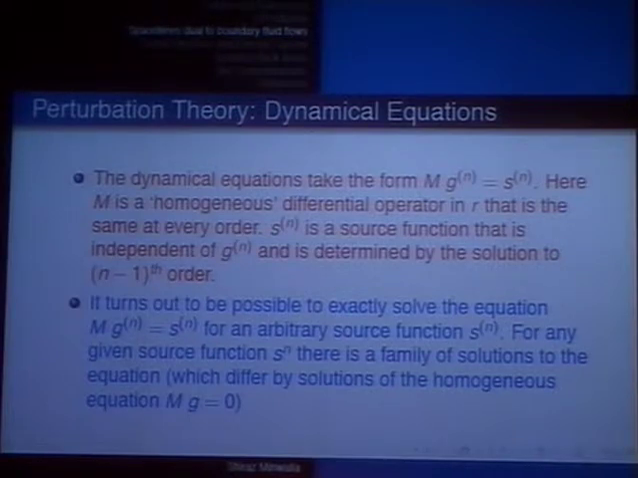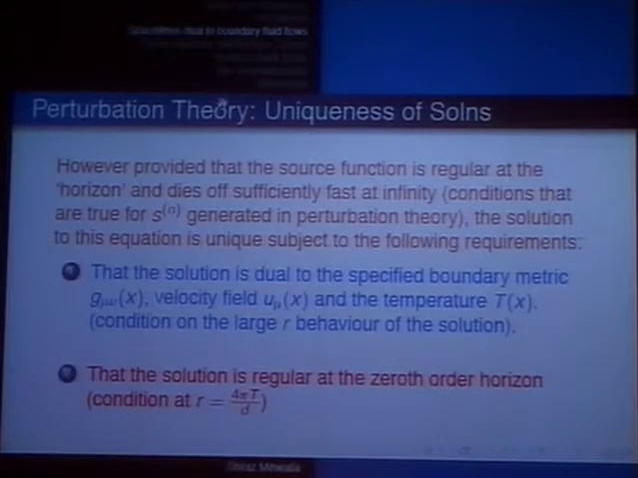Okay, now it turns out to be possible to exactly solve the equation M g_n is equal to S_n for an arbitrary source function. Of course, for any given source function, there's a family of solutions to the equations, which differ by solutions to the homogeneous equation, M g is equal to 0. However, provided that the source function S_n is regular at the horizon and dies off sufficiently fast at infinity, conditions which I'm not sure have been proved, but at least appear to be satisfied in perturbation theory, the solution to this equation is unique, subject to the following requirements.